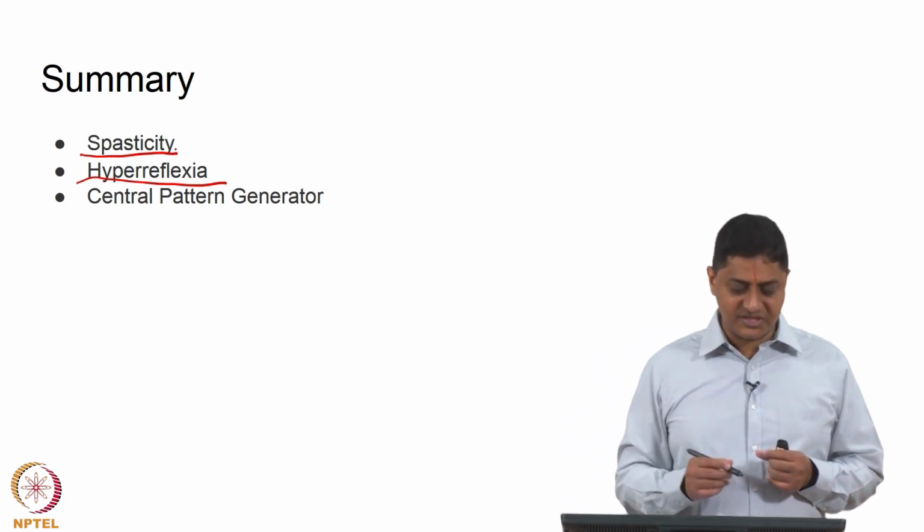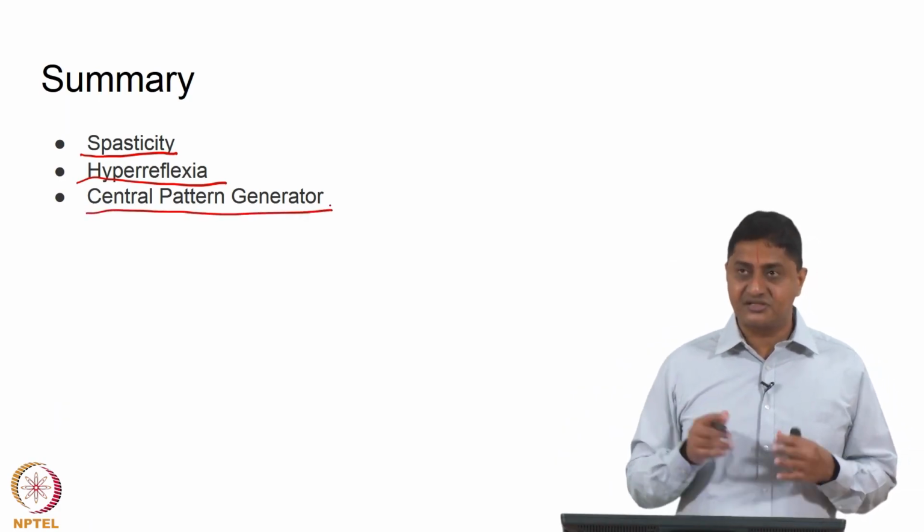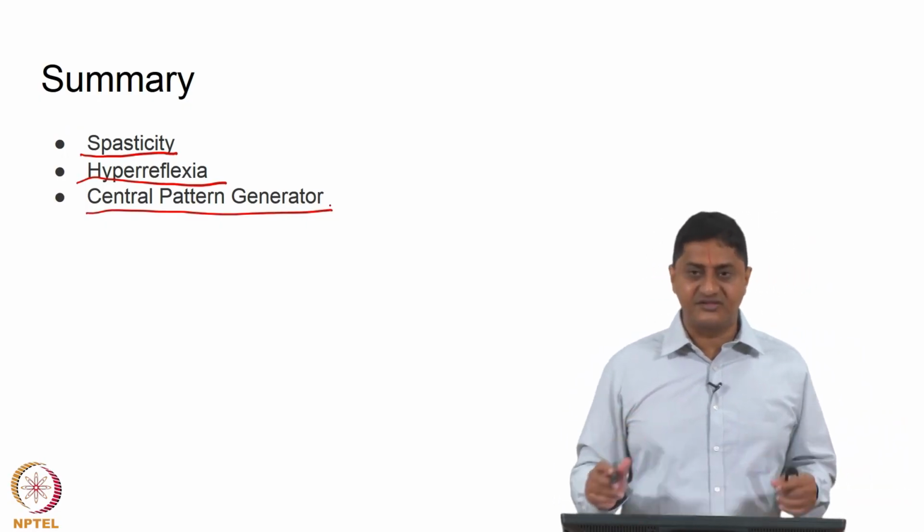So, this is the special case of spasticity, and we have seen how central pattern generators can produce rhythmic activity. Okay. So, with this we come to the end of this class. Thank you.